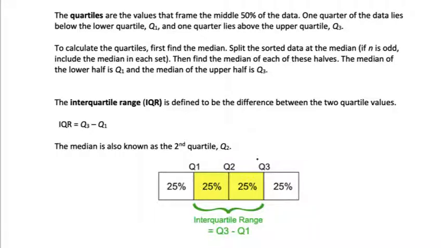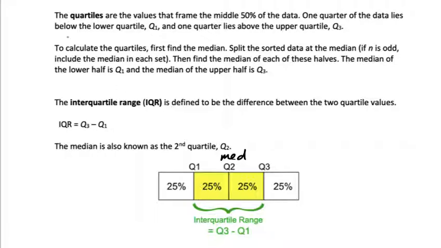So looking at this picture, I see that 25% of the data is below Q1, 25% of the data is between Q1 and the median, which is also sometimes known as Q2. 25% of the data is between the median and Q3, and 25% of the data is above Q3. So we're dividing the data into four parts with an equal number of values in each part.